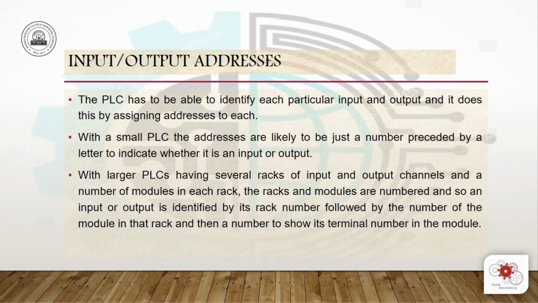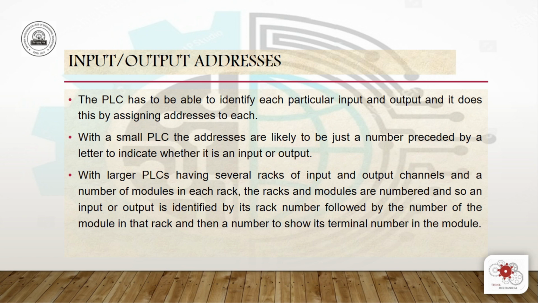Then input and output addresses. Now why is this input and output address required? In the first introduction slide itself we have seen that every input and output device has its own IP address, correct? So for the PLC, to store the data in terms of particular digits, you have to address that particular port, whether it is an input port or output port. You need addressing of input and output ports. So that's why these input output addresses are important. The PLC has to be able to identify each particular input and output.